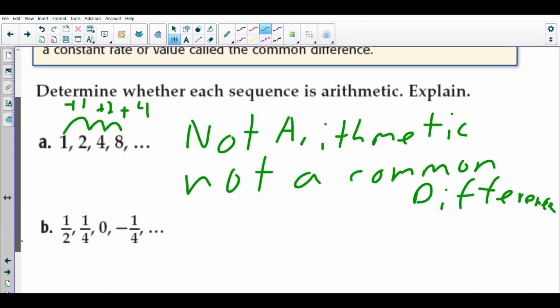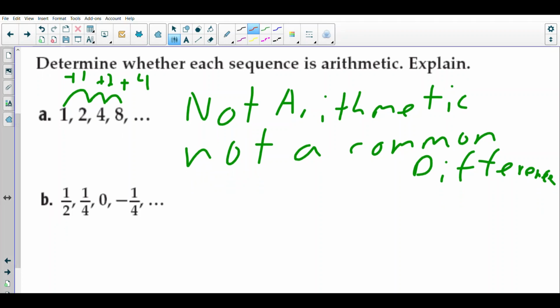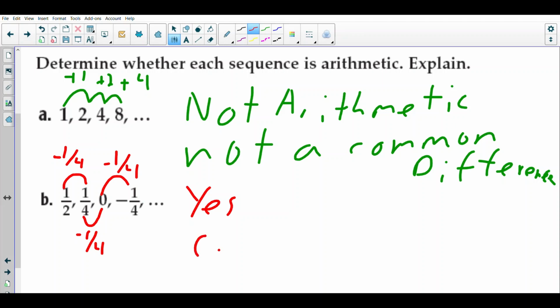Okay, so B, 1/2, 1/4, 0, negative 1/4. So 1/2 to 1/4 is subtracting 1/4. And then 1/4 to 0 is subtracting 1/4. And then 0 to negative 1/4 is subtracting 1/4. So yes, it is, because the common difference equals minus 1/4. So there we go.